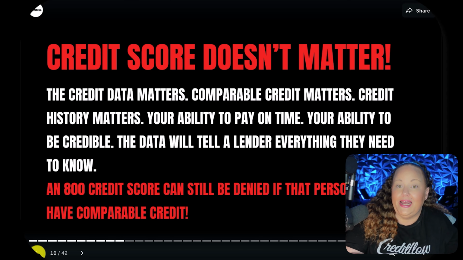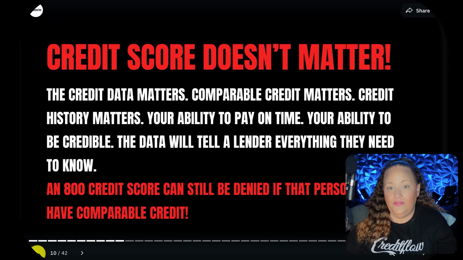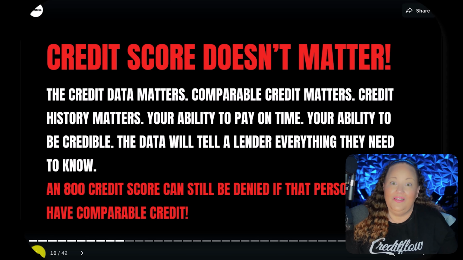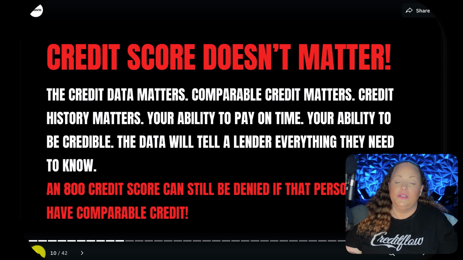It's about the data that's on there. And because there was no history of ever having a car loan and being able to manage that type of credit account, they didn't feel comfortable lending regardless of the credit score, you know? So you have to have comparable credit.